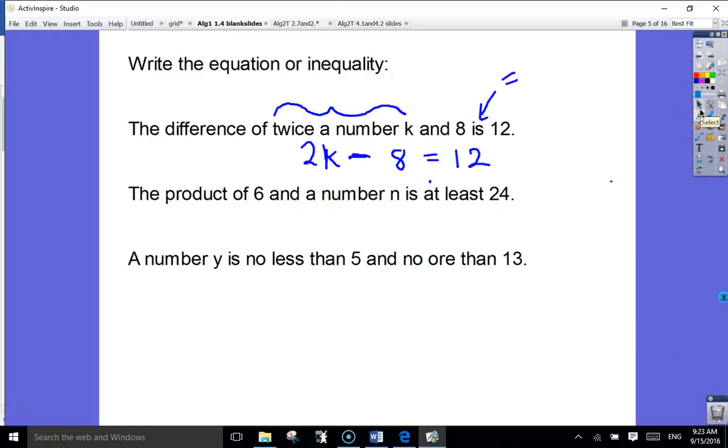The product of 6 and a number n is at least 24. How do I write the product of 6 and a number n? 6n. Okay, is this going to be an equation? No, it's going to be an inequality. Okay, so which is the inequality that would describe at least 24? What does that make the possible numbers? 24, is 24 at least 24? Is 25 at least 24? 26, 27. So it starts at 24 and goes up. Which inequality symbol should we use? Is it greater than or equal to?